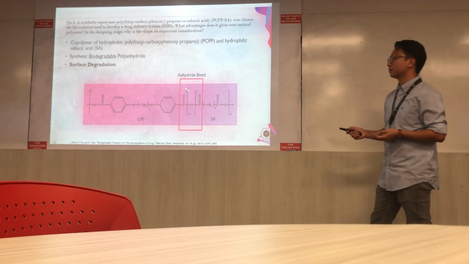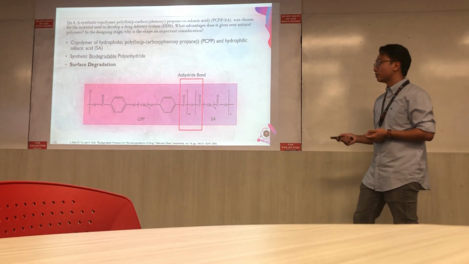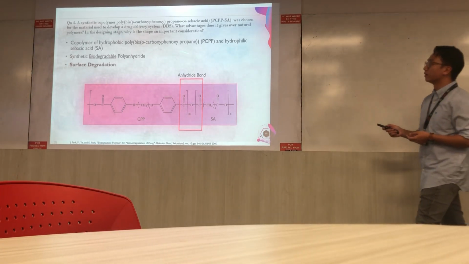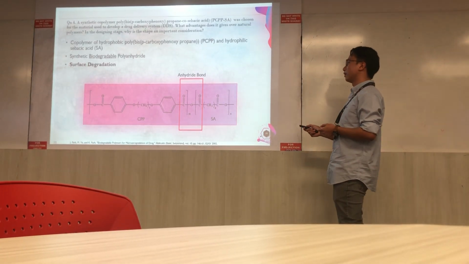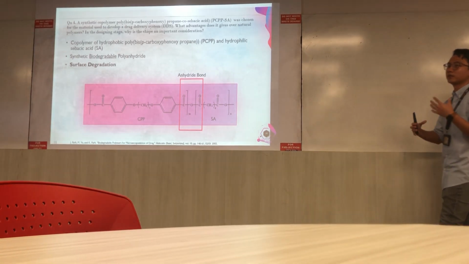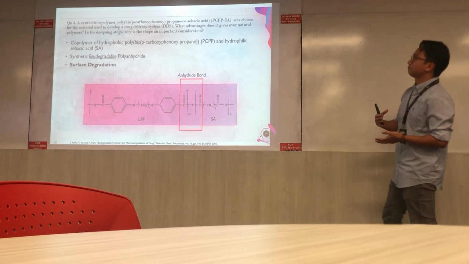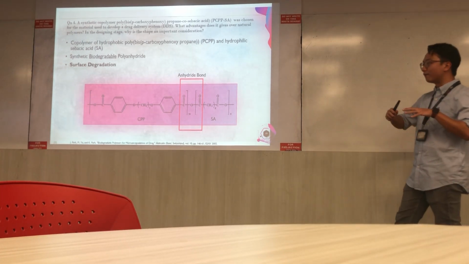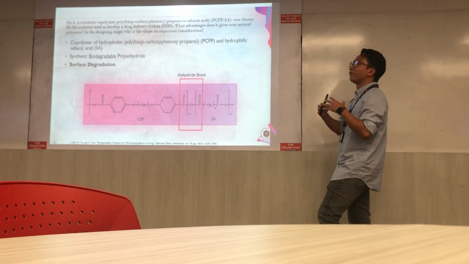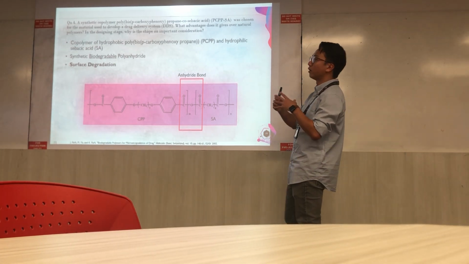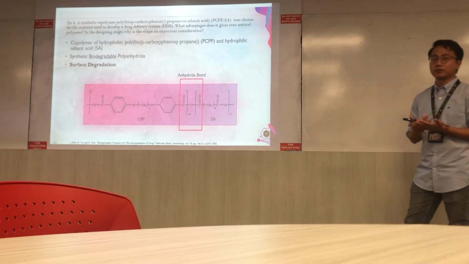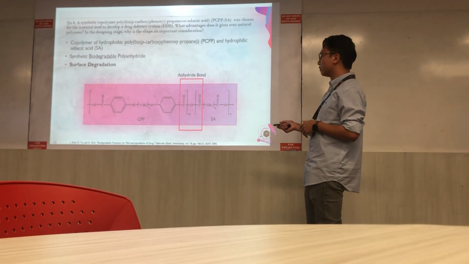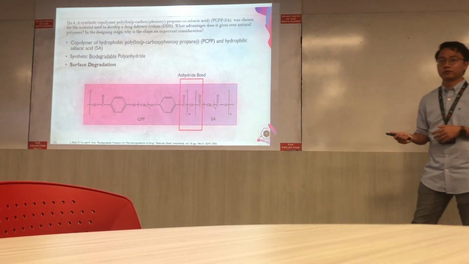Another thing is the size of the repeating unit. In a copolymer such as this, because of the hydrophobic CPP, there will be a certain barrier for water to penetrate through. The level of water penetration is low, so all the hydrolysis is limited to the surface. Especially with these polyanhydrides, they usually undergo surface degradation.